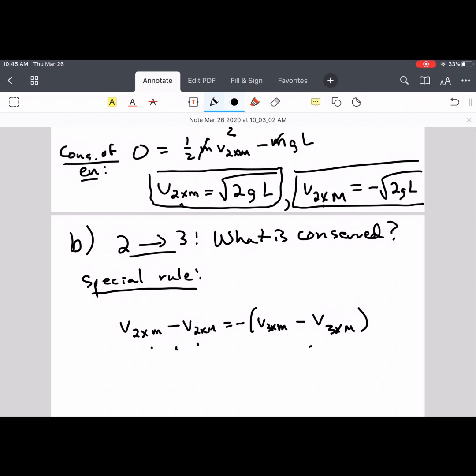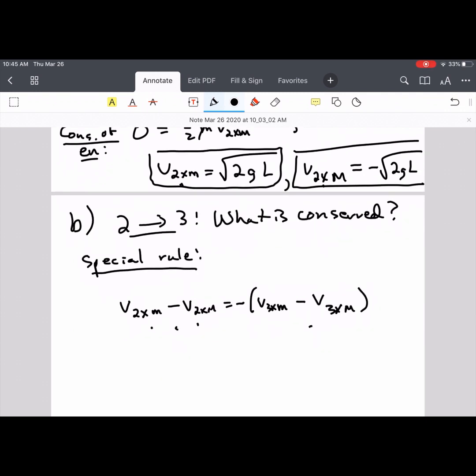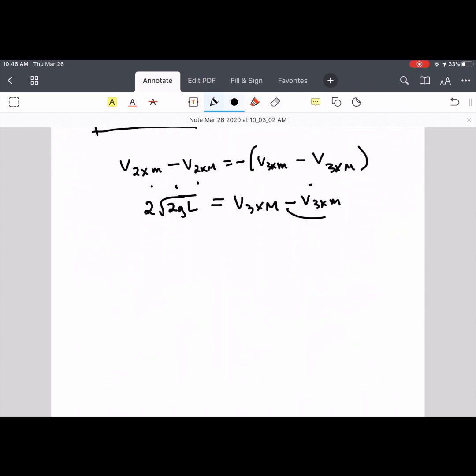On this left-hand side, I can go ahead and just plug in what I have. So that's root 2gl minus negative root 2gl. So that's 2 root 2gl is equal to, on the right-hand side, v3x big M minus v3x little m. And for reasons that'll become clear, I'm going to solve this for v3x big M. So I'll bring v3x little m over to the other side, and I get v3x big M is equal to v3x little m plus 2 root 2gl. Okay, good so far? All right.